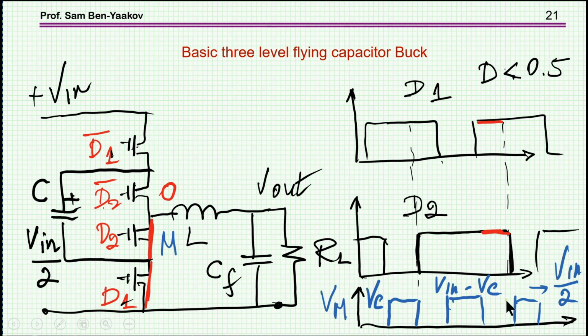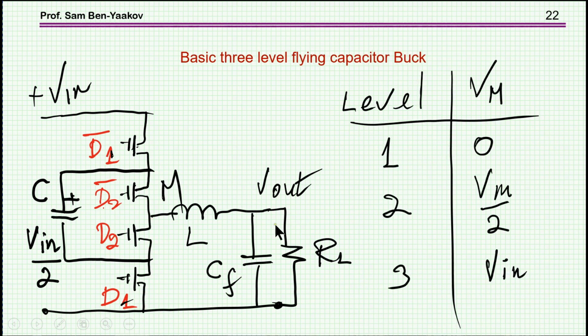And we end up with the situation that the voltage at the midpoint is now swinging between 0 and a maximum of half the input voltage, the capacitor voltage. So again, the swing is also very small, similar to what we had in the case of the duty cycle larger than 0.5. So we have here a 3-level converter. The 3 levels are 0, V in over 2, and V in. These are 3 levels that we go through, and the name comes from that.